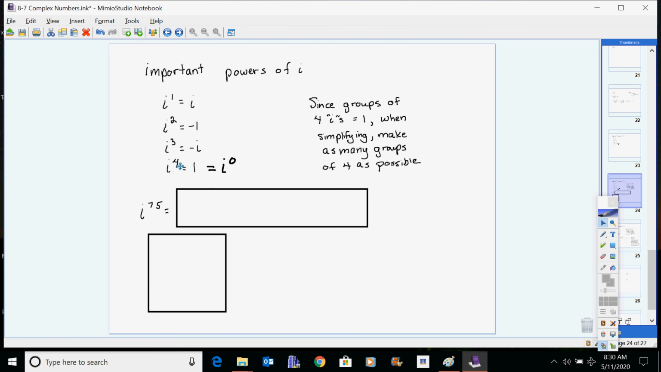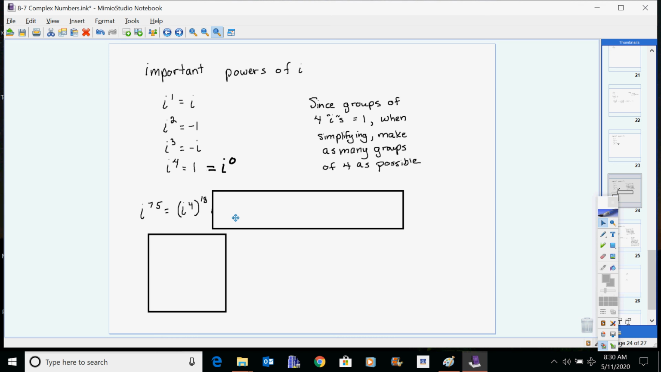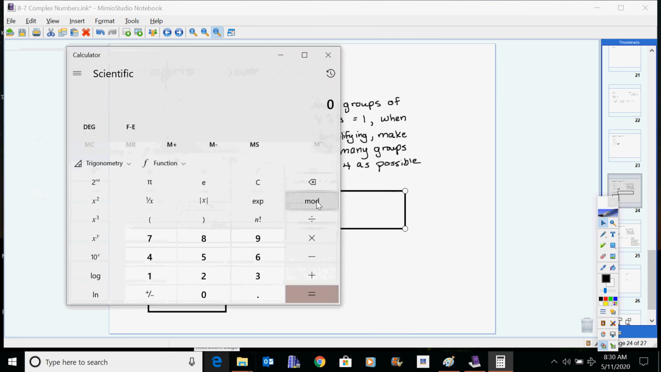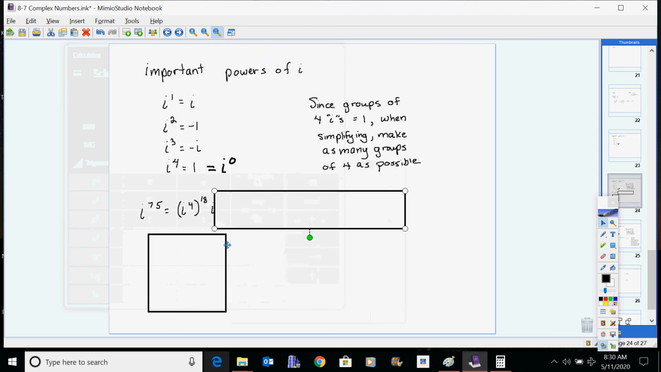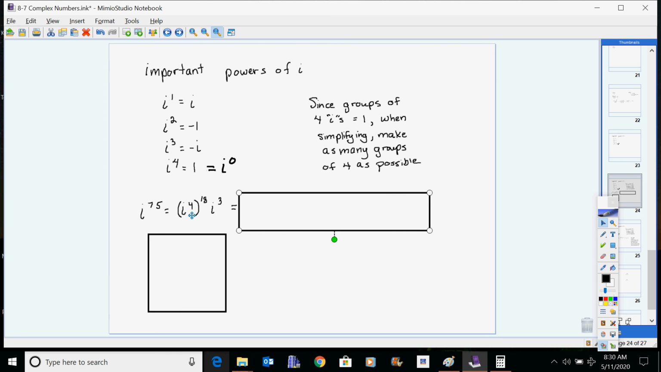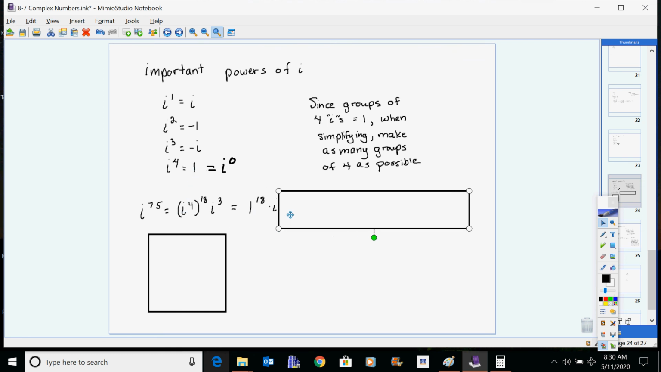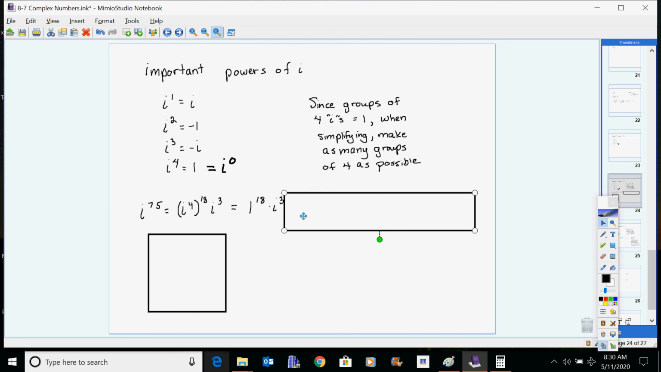Okay, groups of i to the fourths. Each time you have an i to the fourth, you get a 1. So when I look at this, and I'm going to show you a shortcut, i to the fourth to the 18th power. Wait, how much is 4 times 18? Let's just get a calculator here so we can do this. 4 times 18 is 72. So I've got 72 of my i's here and 3 more of my i's here. But i to the fourth power is a 1. So what that means is I have 1 to the 18th power, which is just a 1. i to the third power is -i.